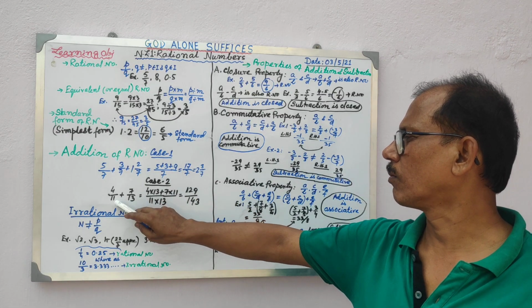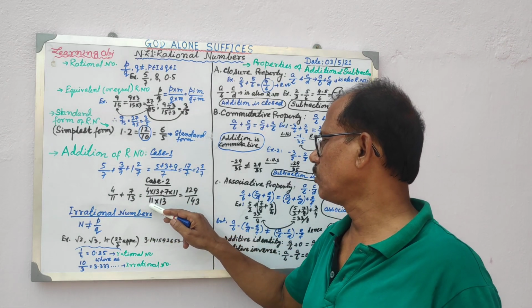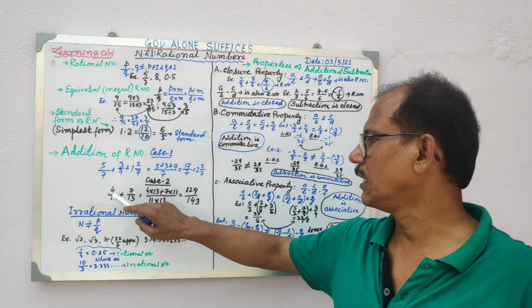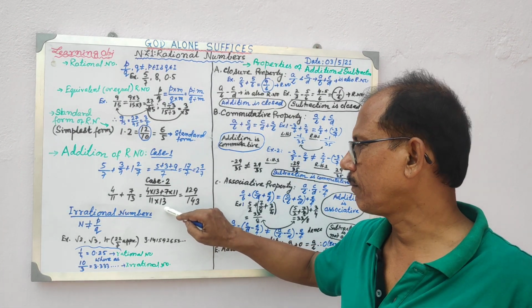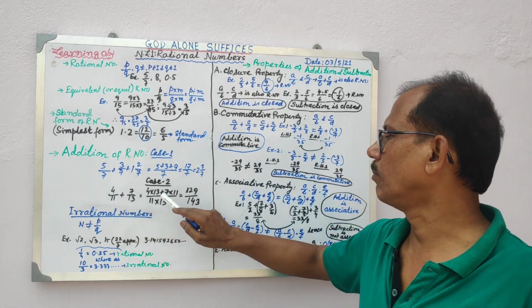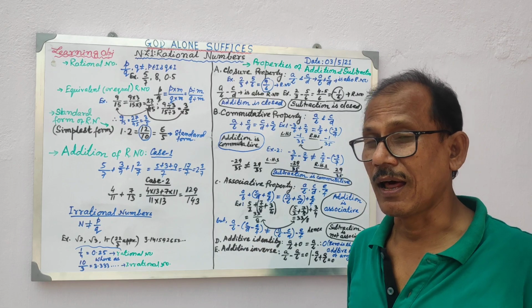I have taken one example, 4 by 11 plus 7 by 13. Both are unlike rational numbers. The LCM will be 11 into 13, and as these two are co-prime numbers, the LCM will be the product of them only. So 13 will be multiplied with this and 11 will be multiplied with this, giving 129. This is the addition for unlike rational numbers.